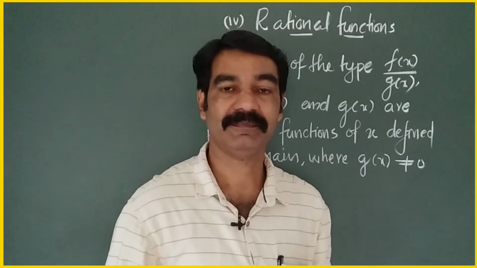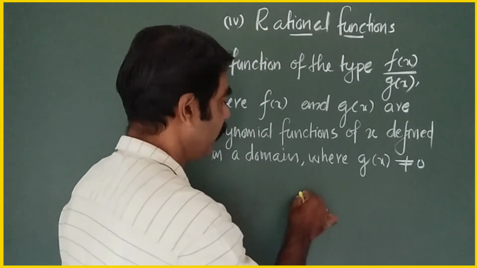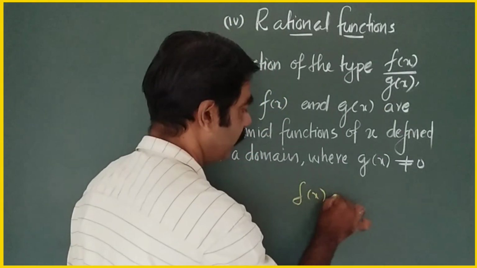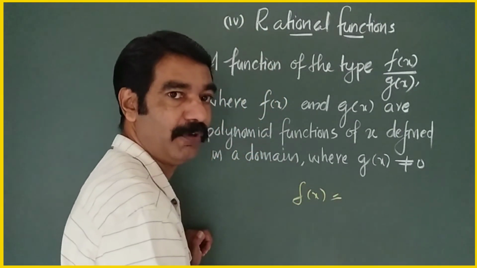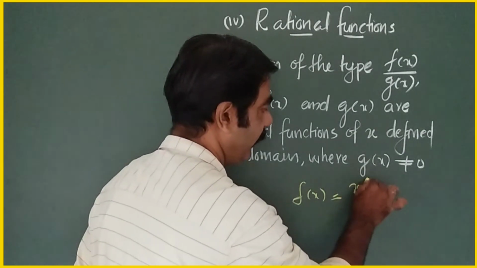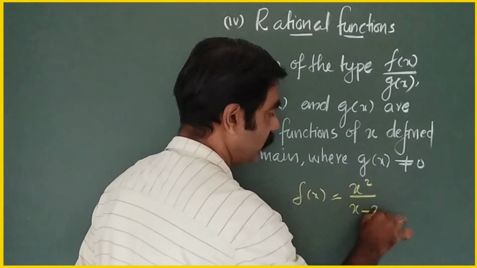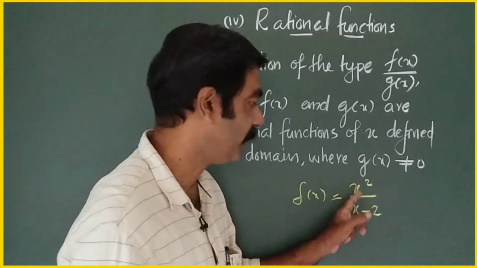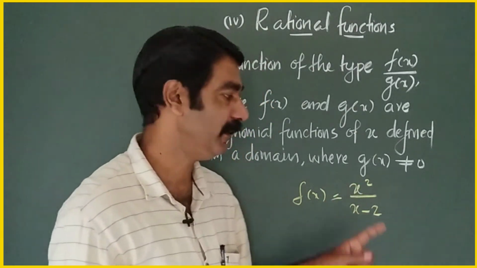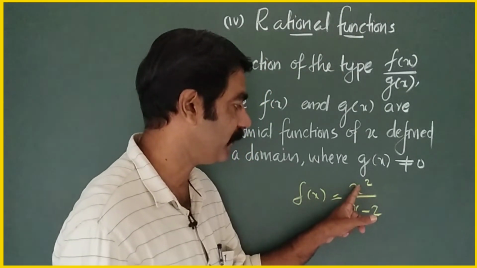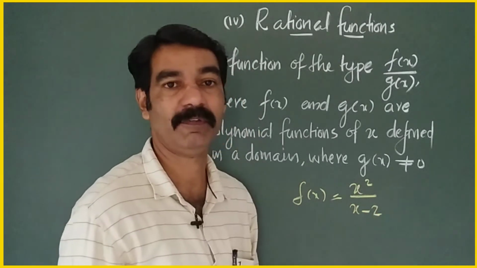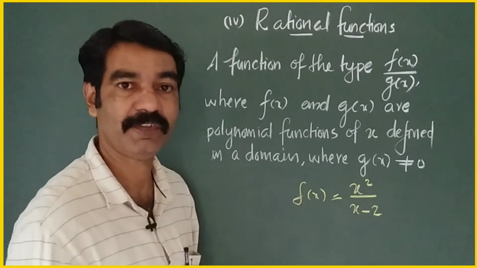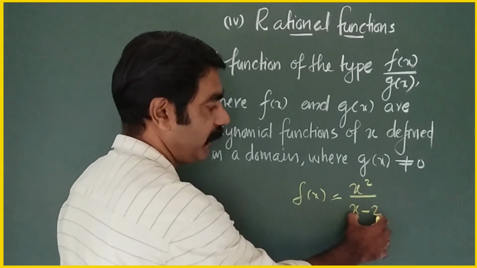It will be different. An example: suppose a function f of x is equal to x square by x minus 2. Here x square is a polynomial function, and x minus 2 is also a polynomial function. So this is a rational function. But the denominator is x minus 2.